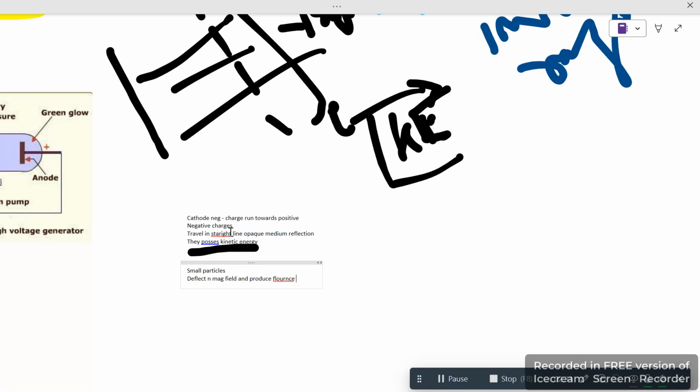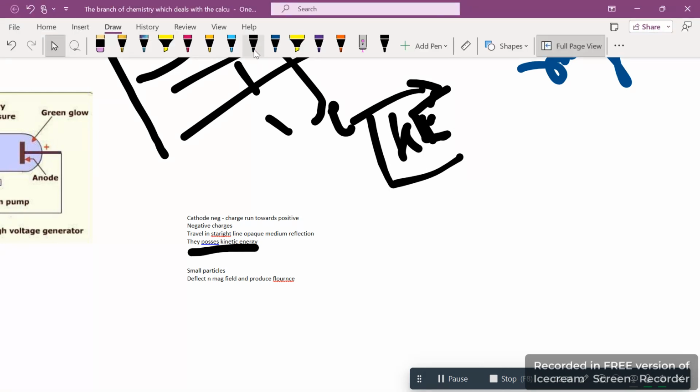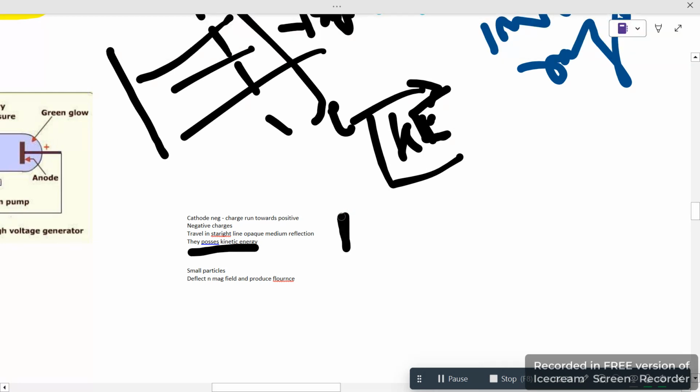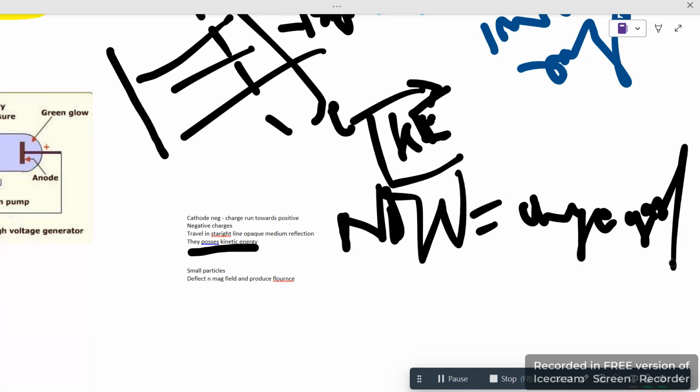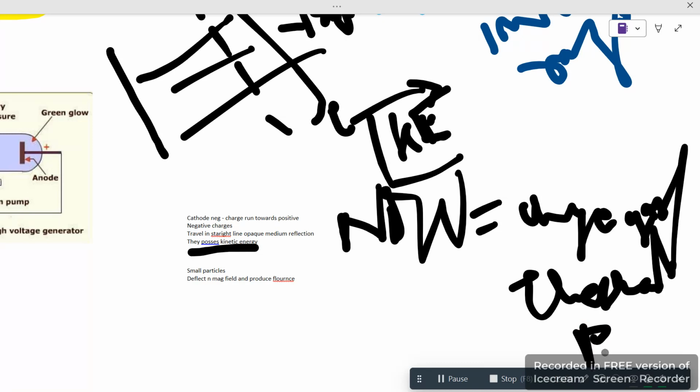I'm sure now we are going to do something big. Just kidding. What we are going to change is the gas in this discharge tube, or the electrode material. So we say we are going to change the gas or change the material.